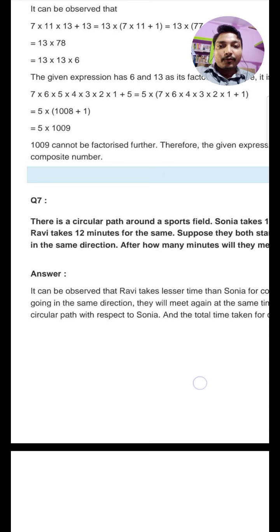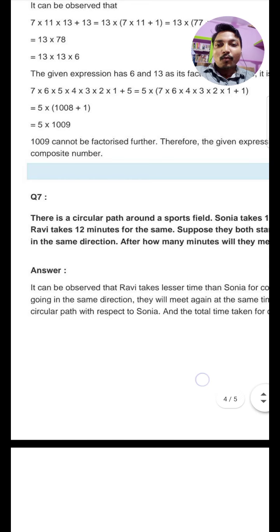Okay, both terms have the common factor 5. After taking 5 out as the common factor, just like the previous one, we are getting 7 into 6 into 4 into 3 into 2 into 1, and the last one is plus 1. As 5 has gone non-common, it is 1. So here we are getting 5 into 109.